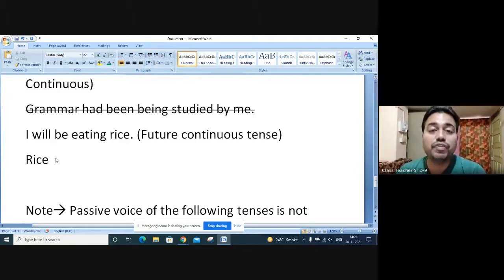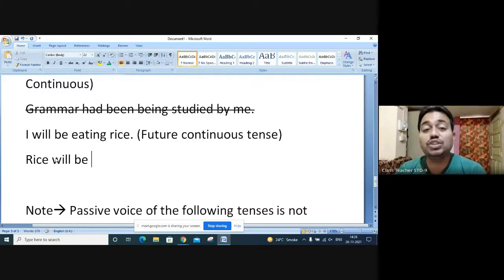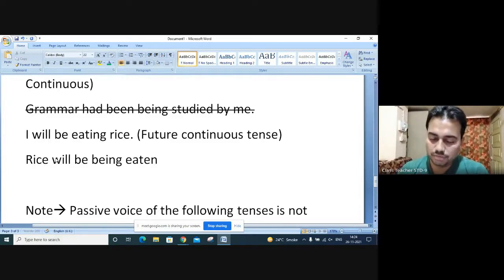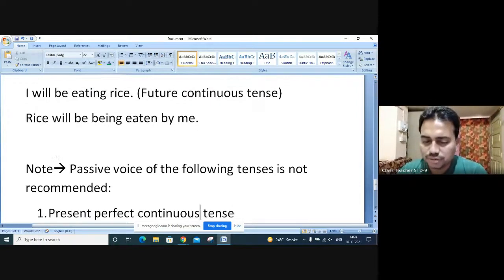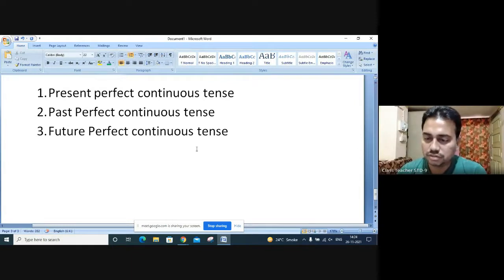Future. What is the helping verb for future? We use will be as the helping verb for future tense, right? Will be. Okay. Sorry, what is the helping verb for continuous tense? Tell me, helping verb for continuous tense? Being, right? B-E-I-N-G, being. Rice will be being eaten by me. Such a sentence is also not possible. So what is the fourth exception? The fourth exception is future continuous tense.